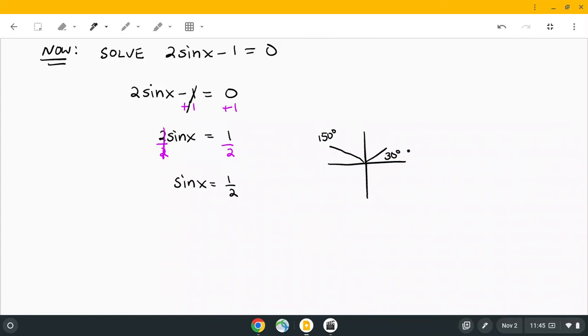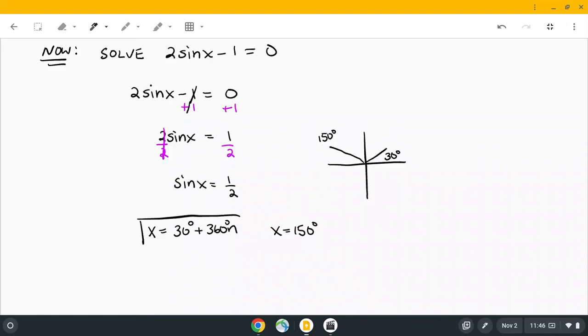Okay, so from 0 to 360, these are the only two answers, correct? So x equals 30 degrees and x equals 150 degrees. So these are all of the answers in one circle. But it doesn't say solve for only one circle from 0 to 360. It says just solve, in which case you can't stop here with your final answer. You actually have to say plus 360 degrees, any multiple of it, times n.